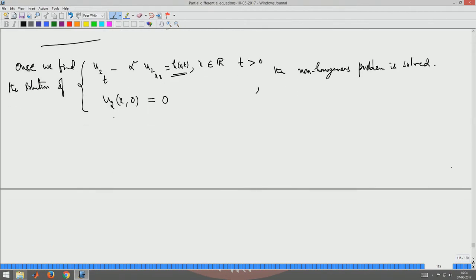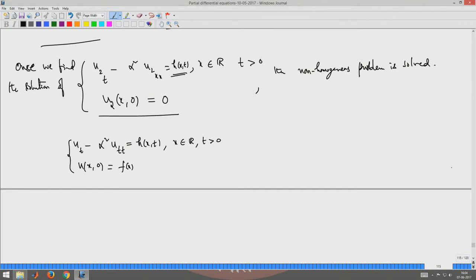So, look at this. What we need is this one. To solve this, this is a non-homogeneous equation. Let us take this non-homogeneous problem: u_t minus alpha squared u_xx equal to h of x,t, where x belongs to R, t positive, and u at (x,0) is, let us say, some f(x).